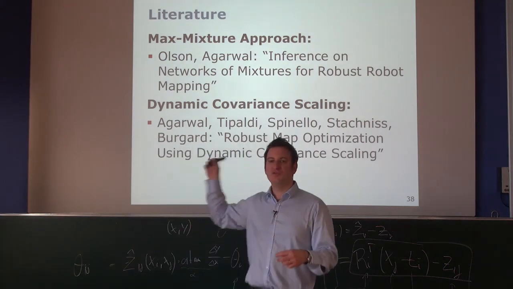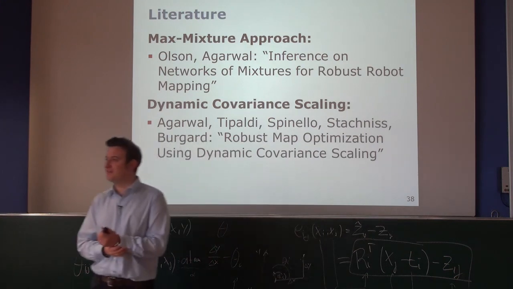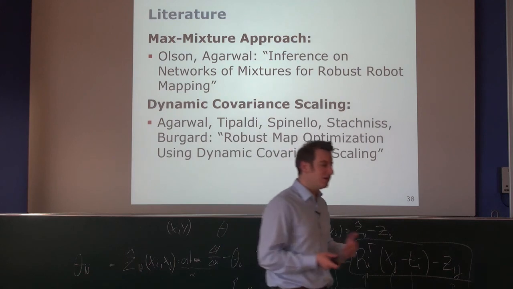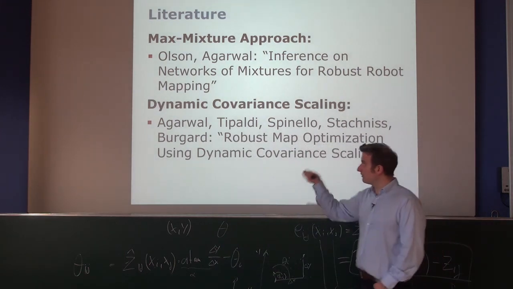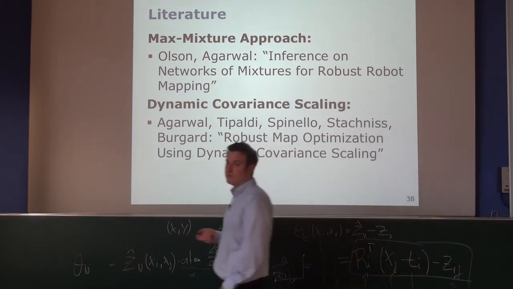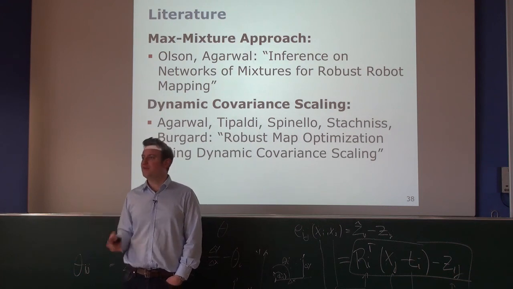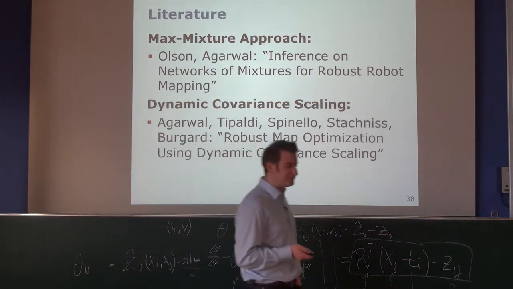Deciding which function to use for the underlying optimization problem is not always an easy choice. So this requires some expert knowledge, some good intuition on coming up with one of those functions. But max mixture works nicely. This dynamic covariance scaling has also been proven to work quite well. And also the Huber kernel is a standard choice that you can select if you do this error minimization.